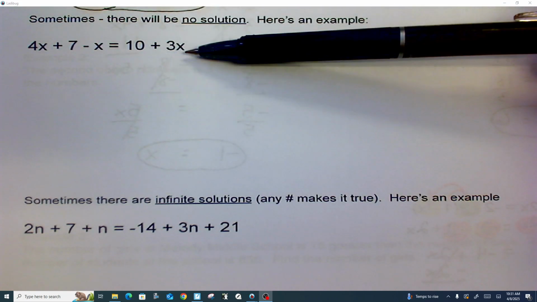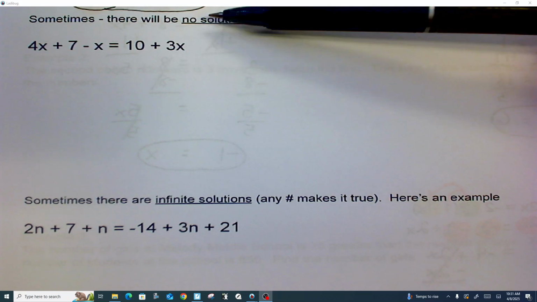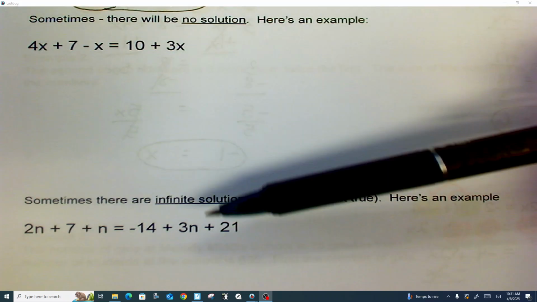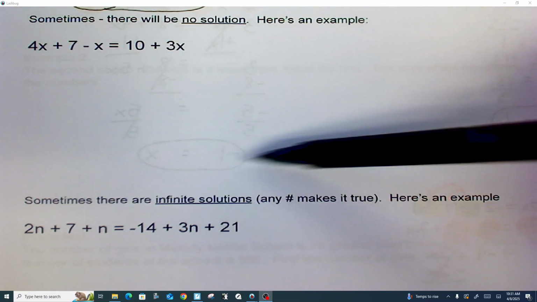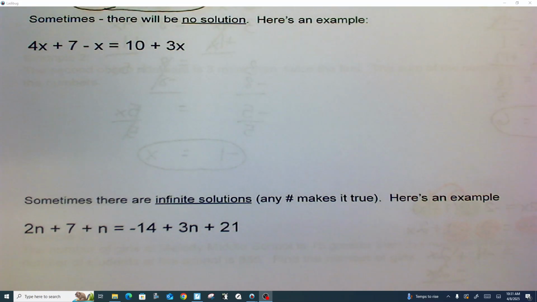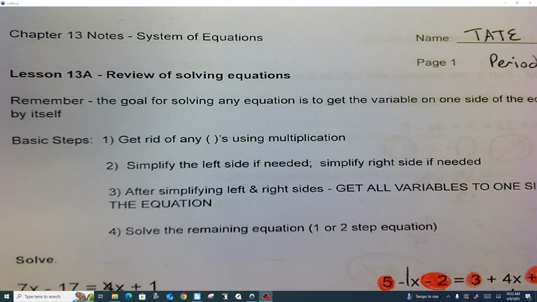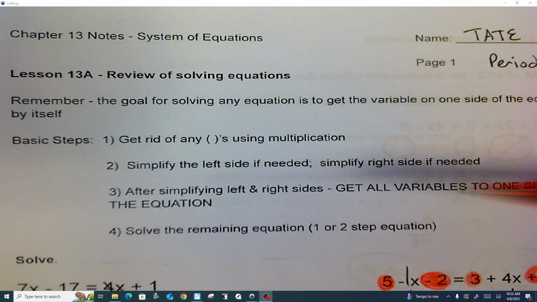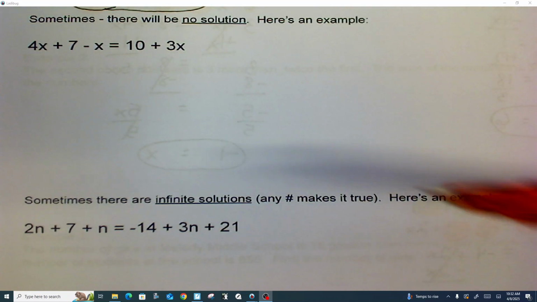So this second problem that we have is going to be a no solution example, and the third one will be an infinite solution. And I want you to see that when you look at these equations at the beginning, normally they look like a normal equation, and you don't know what's going to happen. So you still go through your normal steps of solving the equations. And if you looked back at the very first page of our notes, it's get rid of parentheses, simplify the left side and right side if you can, get all the variables to one side, and then boom, two-step equation. So that's what we're going to do here.